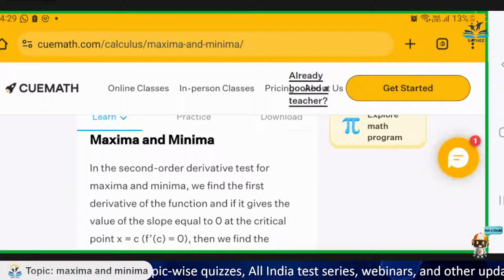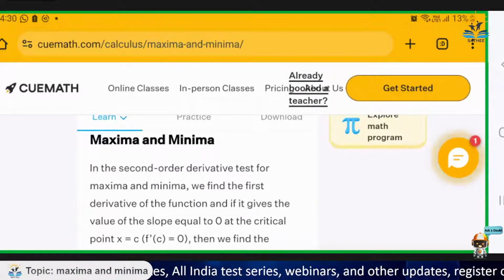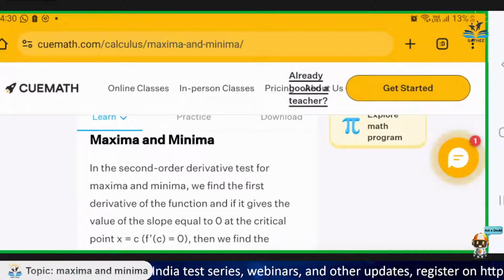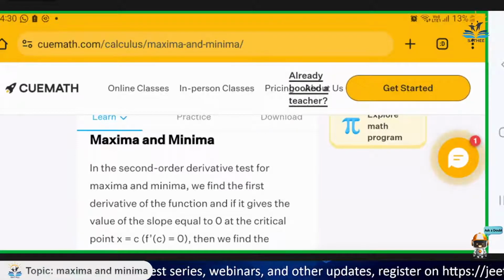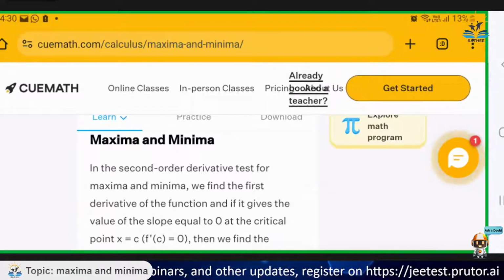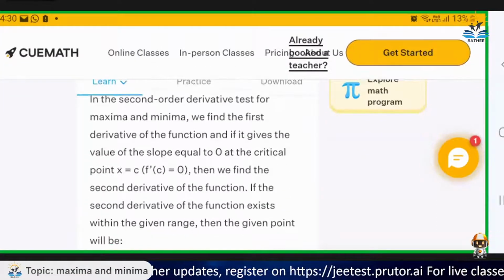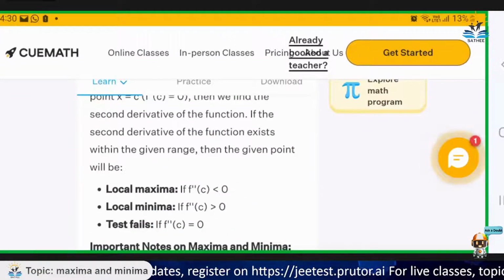So suppose there is a function f(x). We will be finding all the points where f'(x) is 0. Suppose we have got points x equal to a, b, c, and d, where at all these points f'(x) is equal to 0. Now we will again differentiate the function. So we will see f''(x).